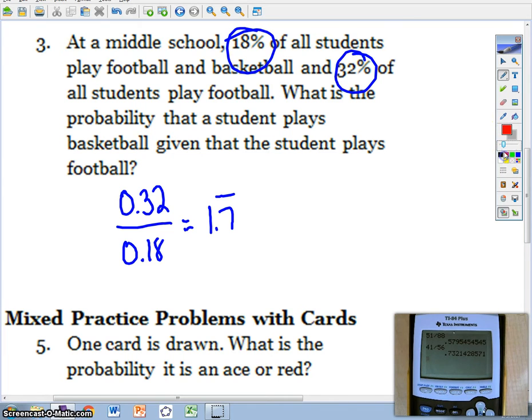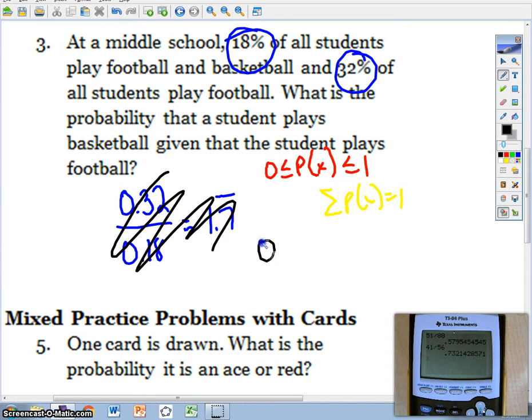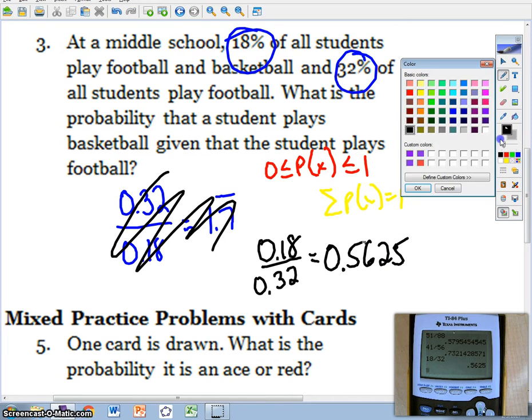Well, what do we know? We know that the probability of anything occurring has to be between 0 and 1. I mean, in theory, we also know that the sum of all probabilities is equal to 1, but that doesn't apply here. So, whoops, let's do this right now. It's the 0.18 out of 0.32, which is 56.25%. I forgot the 6. And we are good there.